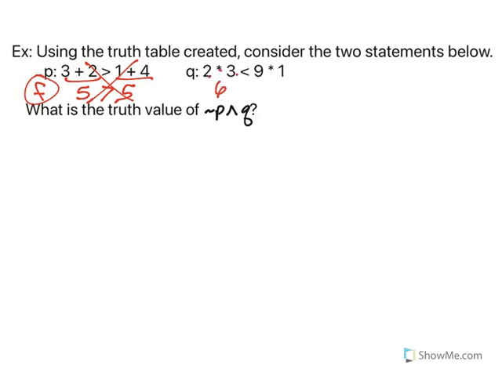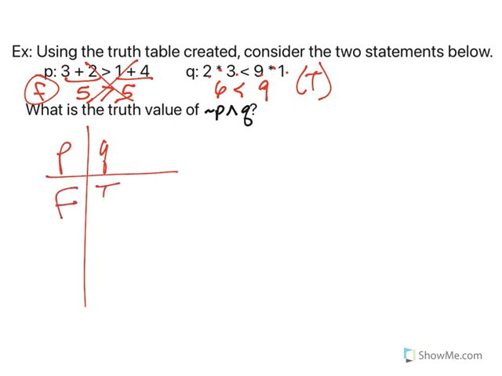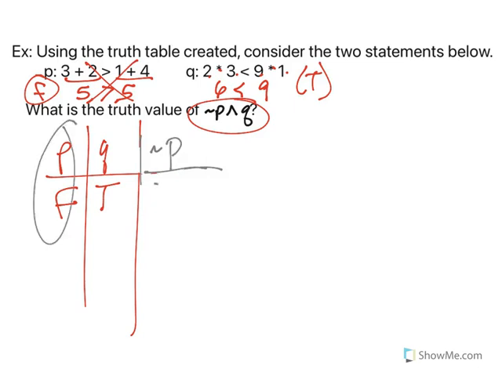Q, 2 times 3 is 6. Is 6 less than 9 times 1, which is 9? Yes. So Q is true. So if I'm thinking about P and Q, I know that P is false, Q is true. Well, we're comparing not P and Q. So I need not P. Oops, that should be a P, not P. Here, P is false, so not P would be true.